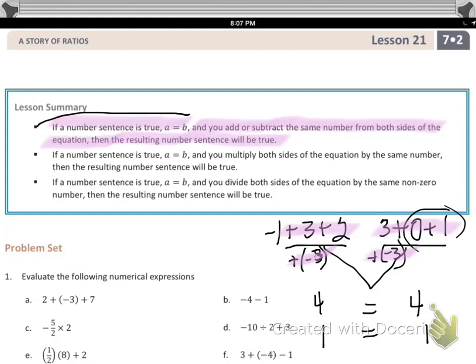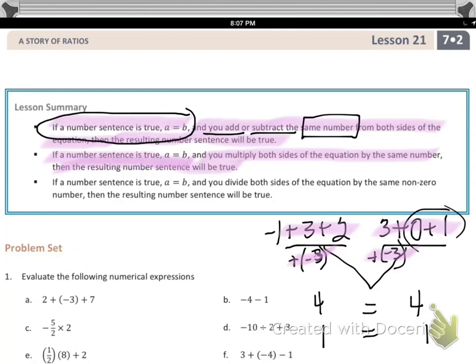If a number sentence is true, A equals B, and you add or subtract the same number from both sides of the equation, the resulting number sentence will be true. The next point in the lesson summary follows. If a number sentence is true, A equals B, and you multiply both sides of the equation by the same number, then the resulting number sentence will be true. So we can take the same balance scale, the same balance situation.